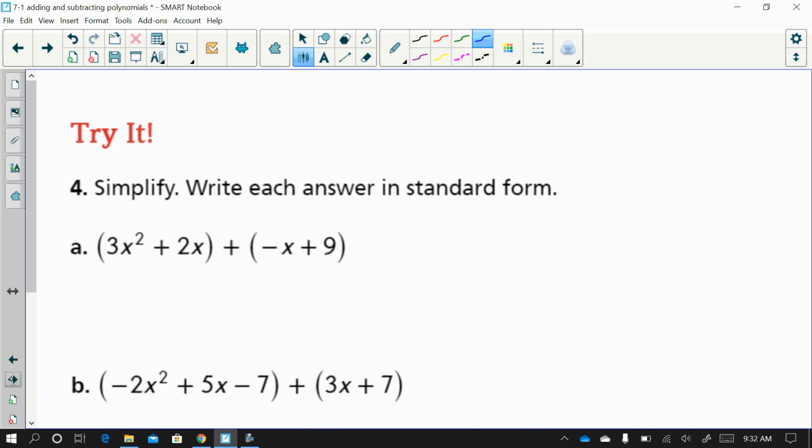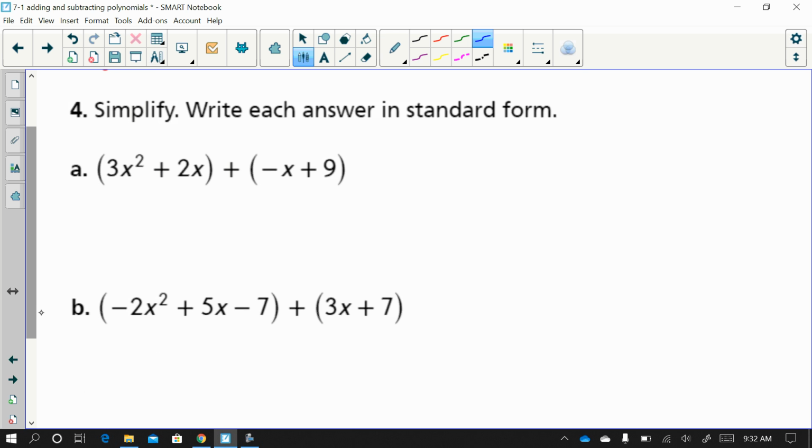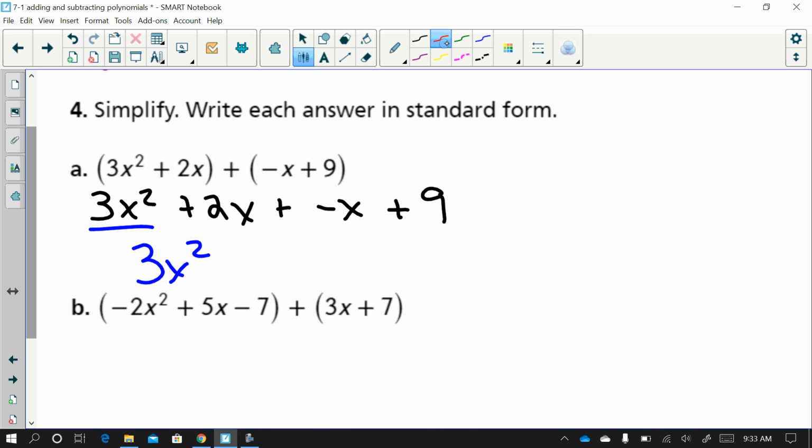Okay, again, please pause the video and try some. Okay, so we're simplifying and writing each answer in standard form. If it helps, you can absolutely rewrite it without the exponents, or without the parentheses. So 3x squared plus 2x plus a negative x plus 9. Combine like terms. I don't see any more x squared, so 3x squared. X's, 2x minus x is a positive 1x. And plain old numbers, positive 9.